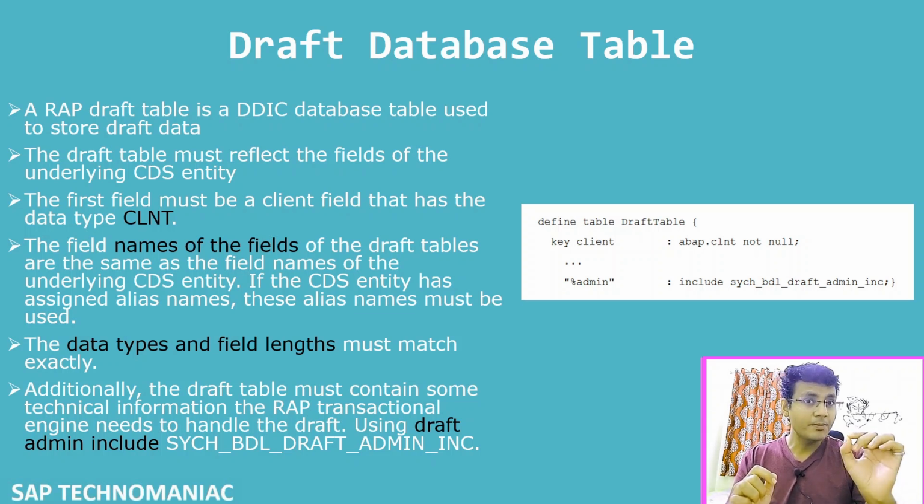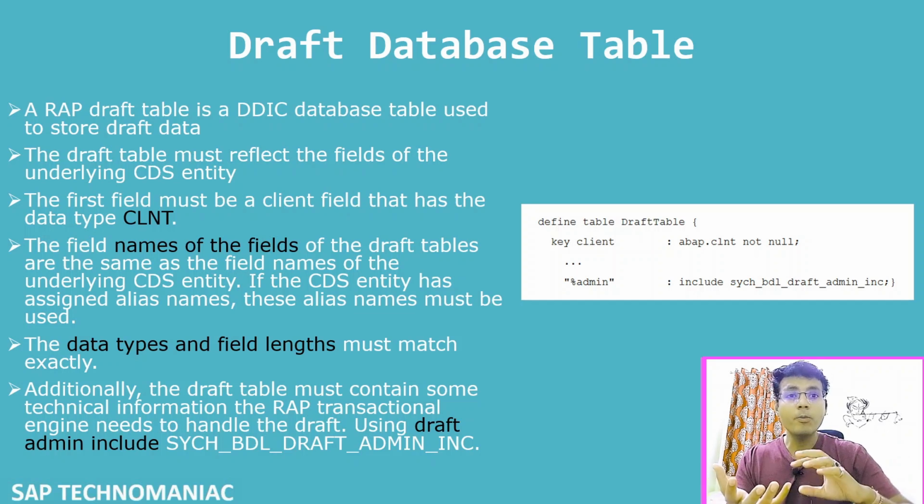First thing, the draft table's first field should be the client, CLNT. And whenever you generate the draft table using the quick fixes, you will see the draft table is automatically created, and your first field will be the client. Whatever fields are available in your CDS entity, on top of which you created the draft table, those fields will be available in your draft table as well. If you add some additional field in your CDS entity, then you have to add it in your draft table as well. That's a very important thing.